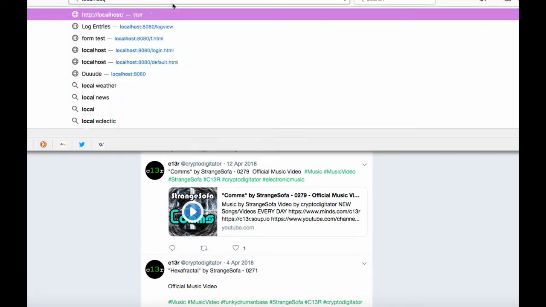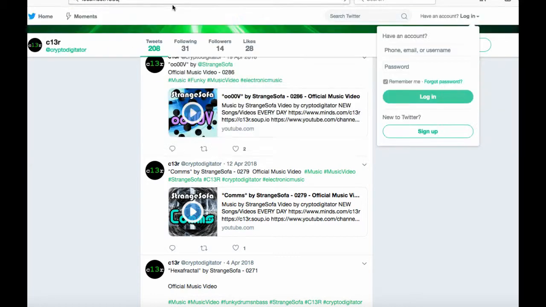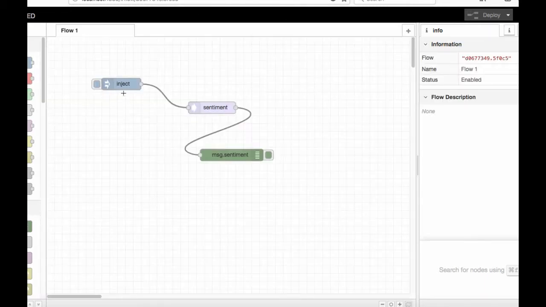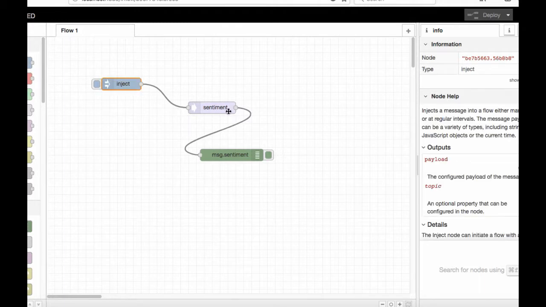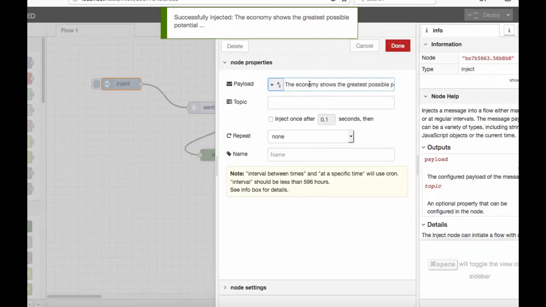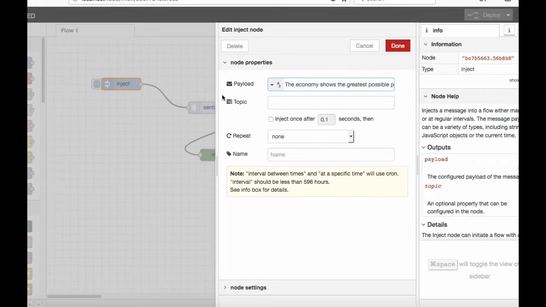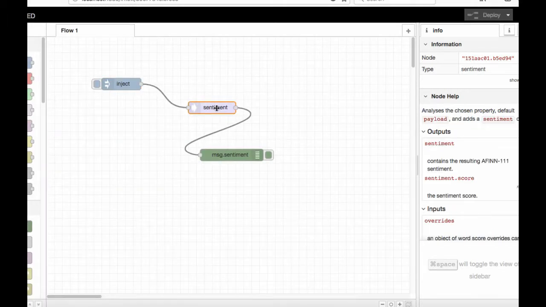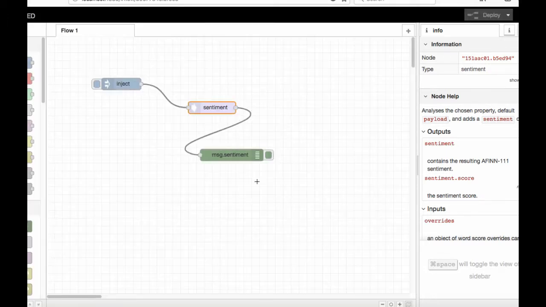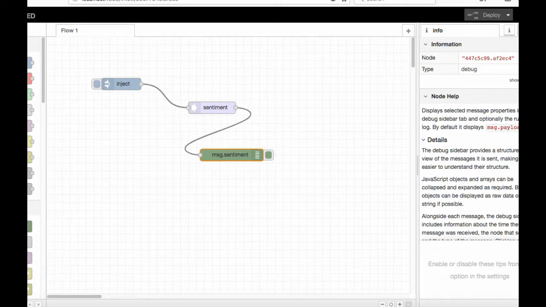So bring up Node-RED, and this is something I had started just noodling around with. So the idea is that we're going to have three pieces here: something that's just going to generate a string, and this is a string that I have in here. It's going to send this string over to the sentiment analysis node, and that's going to kick out some information about it into the debug feed.